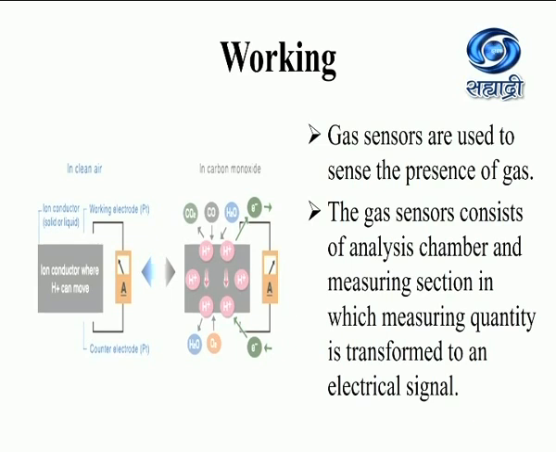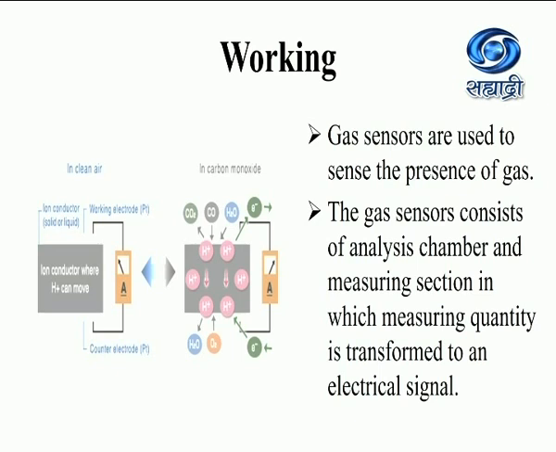Gas sensors are used to sense the presence of gas. The gas sensor consists of an analysis chamber and a measuring section, in which the measured quantity is transformed to an electric signal. When the gas sensor is in clean air, there is no movement in the measuring instrument. But when it is placed in a gas, say carbon monoxide, it acts as a gas sensor and gives some variation in the measurement. Hence these gas sensors are used to detect different types of gas.